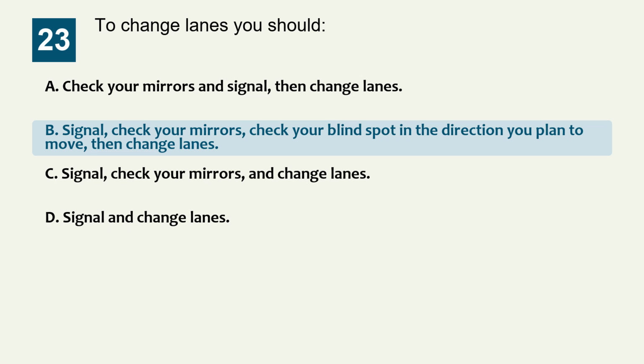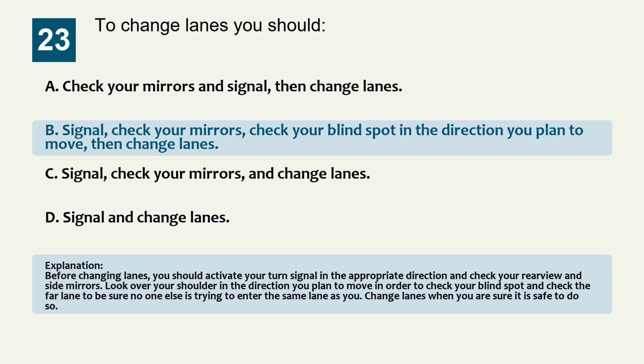The correct answer is option B. Signal, check your mirrors, check your blind spot in the direction you plan to move, then change lanes. Explanation: before changing lanes, you should activate your turn signal in the appropriate direction and check your rear view and side mirrors. Look over your shoulder in the direction you plan to move in order to check your blind spot, and check the far lane to be sure no one else is trying to enter the same lane as you. Change lanes when you are sure it is safe to do so.